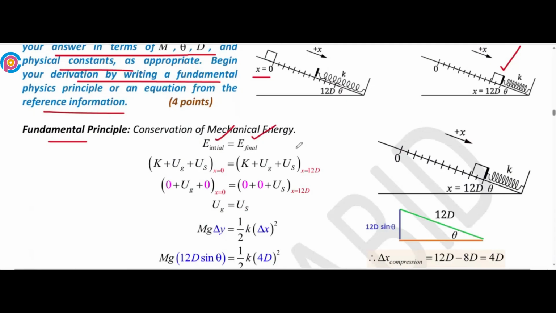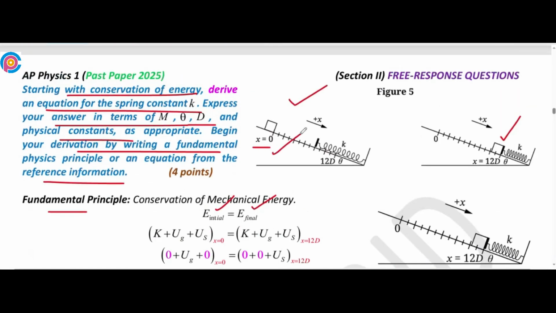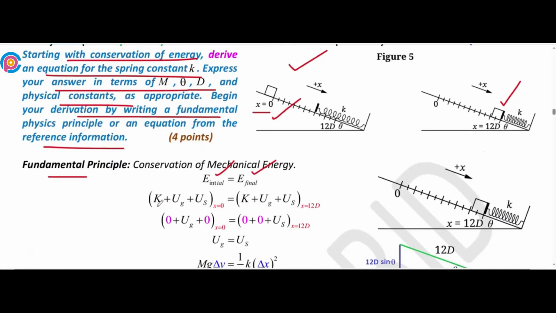So there are three types of energy involved: kinetic, gravitational potential energy, and spring potential energy. If you consider the first case, when x equals 0, there is no kinetic energy. The block is at a height, so there is gravitational potential energy. The spring is not compressed, so spring potential energy is 0. And what happens at x equals 12d? The block comes momentarily to rest, so kinetic energy is 0. The block has come fully down, so gravitational potential energy is 0. The spring is fully compressed, so spring potential energy exists.